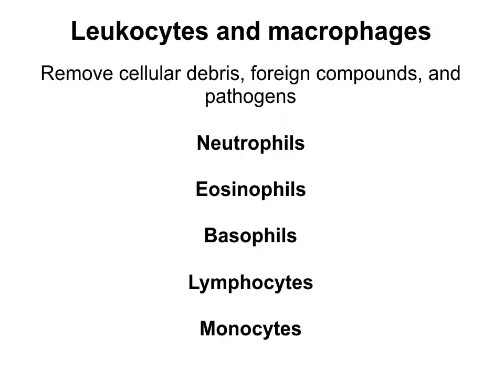Your second line of defense is going to include your leukocytes and macrophages. Now, these cells are going to help you remove cellular debris, foreign compounds, and pathogens. Now, for the types of leukocytes, the neutrophils, eosinophils, basophils, lymphocytes, and monocytes, you have already been directed in your blood lab to copy the summary functions from your formed element table in your lecture textbook into the white blood cell table of your blood lab.